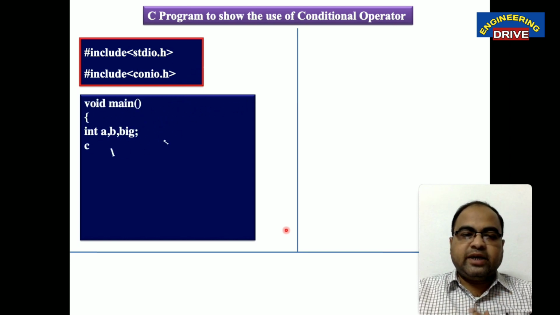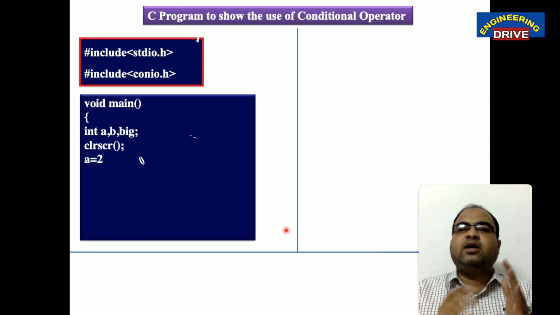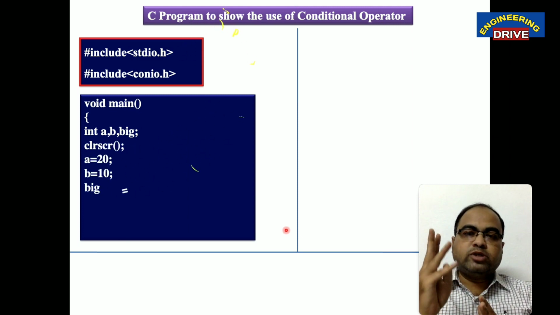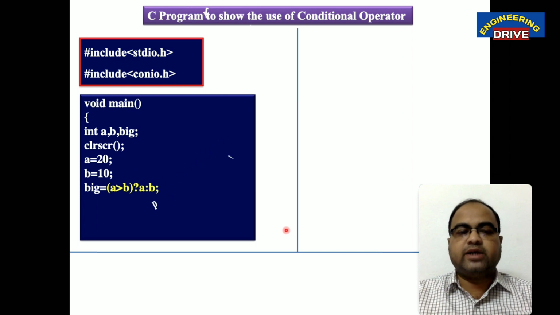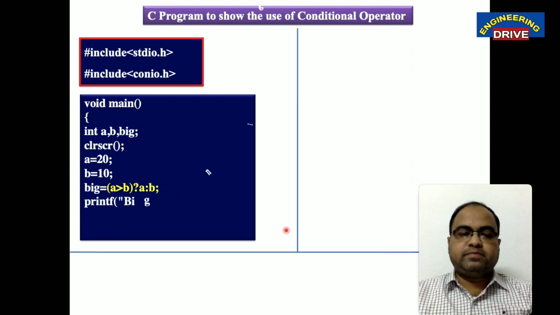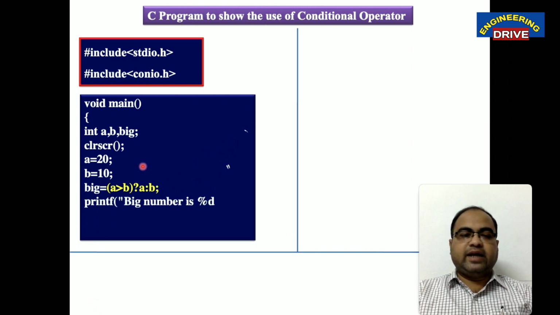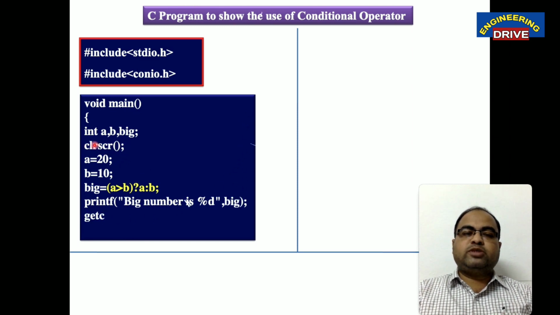So here I am taking three variables totally, because conditional operator operates on how many variables? Three variables. That's why three variables I have taken: A, B, big. Yellow color means important line. So to clear any previous output, CLR is here.